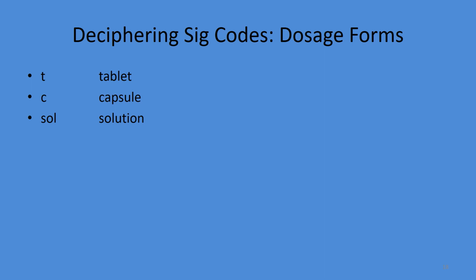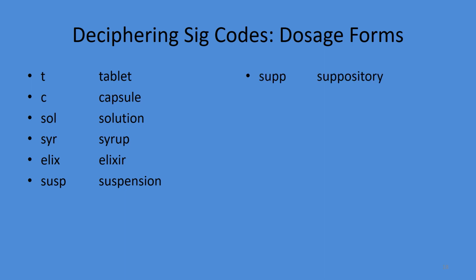That's kind of a generic designation. Syrup, a lot of sugar, high amounts of sugar. An elixir, still a clear solution, but it has sugar and some alcohol in it. Suspension, a liquid formulation, semi-solid, where you'll have solid particles not completely dissolved. Suppository, bullet shape, a dosage form designed for insertion.